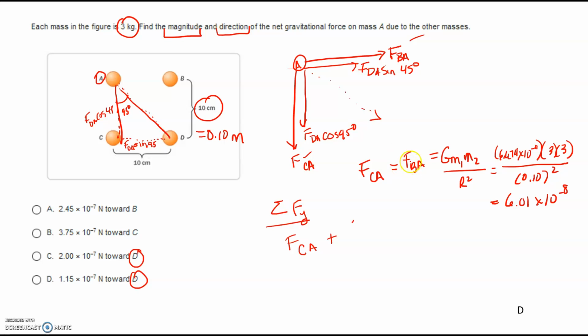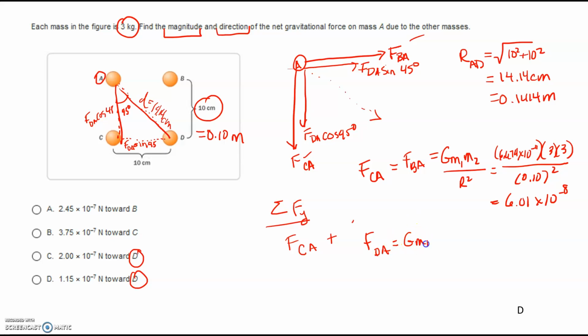Now we need FDA. And what I did was I found this distance to be 14.14 centimeters. And I'll show you how I did that. So I said, the radius from A to D is going to be equal to, basically I have 10 here and I have 10 here. So it's going to be the square root of 10 squared plus 10 squared using Pythagorean theorem. And I got 14.14 centimeters, which is 0.1414 meters. So I'm going to use that to find FDA.